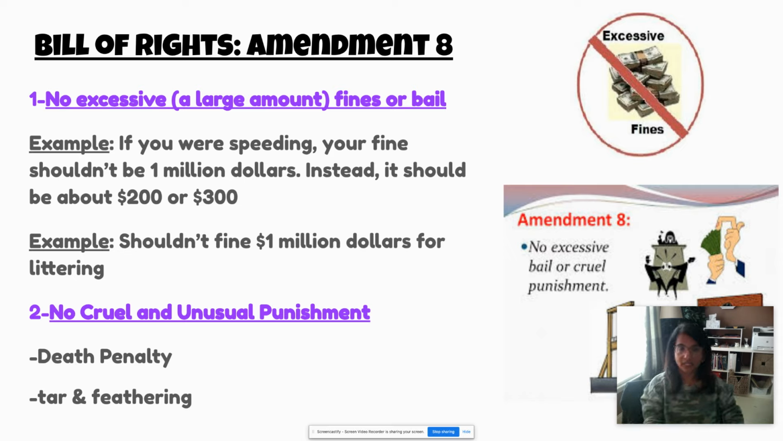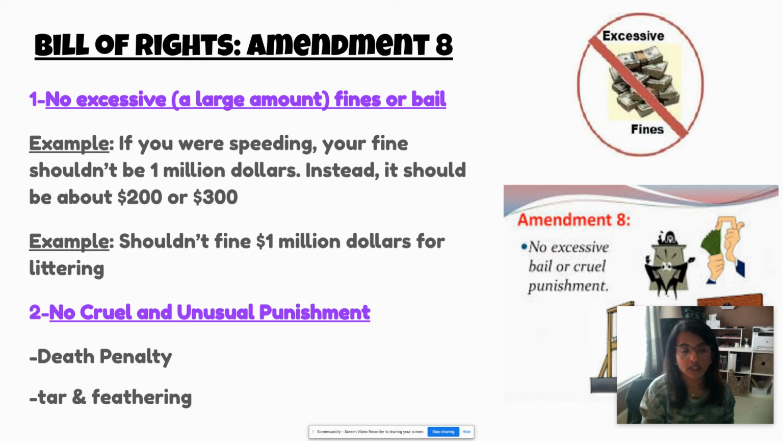If you were speeding, your fine shouldn't be $1 million. Instead, maybe it should be a couple of hundred dollars, because speeding is bad, but it's not as bad as, let's say, someone who robbed a bank. Okay. So it should be a reasonable fine or amount of money. Bail means the money that you can pay to leave jail for a day or two or until they are preparing for your trial.